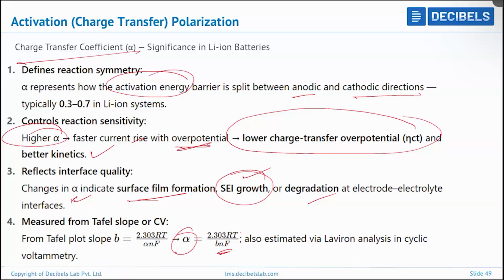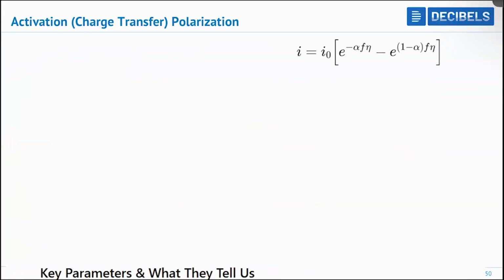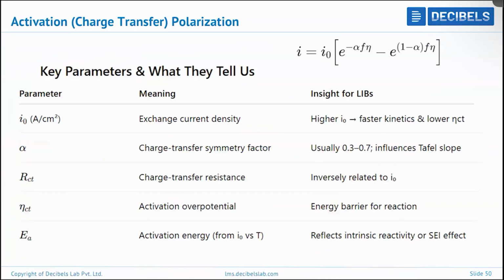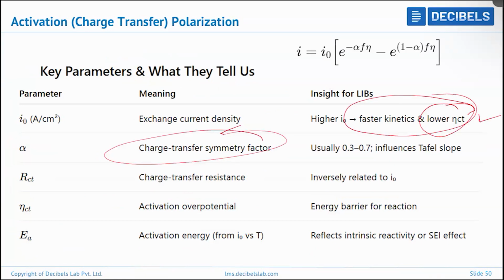So this value will tell us if it is more, it means the kinetics is good, so charge transfer is easy. In this equation, a higher current density means faster kinetics and low overpotential. It should be good. So this is a good sign for a good battery. Alpha, the charge transfer symmetry factor, should ideally be between 0.3 and 0.7, and influences the Tafel slope.